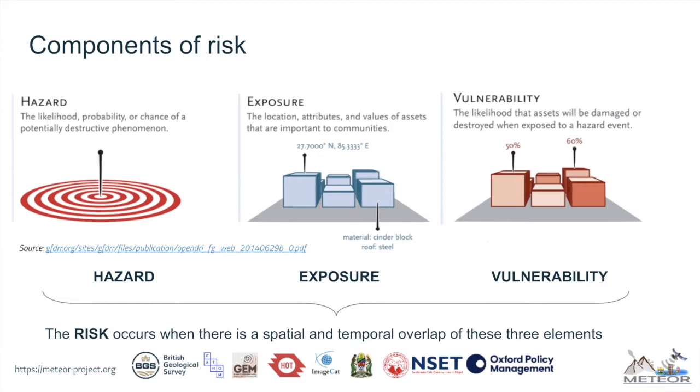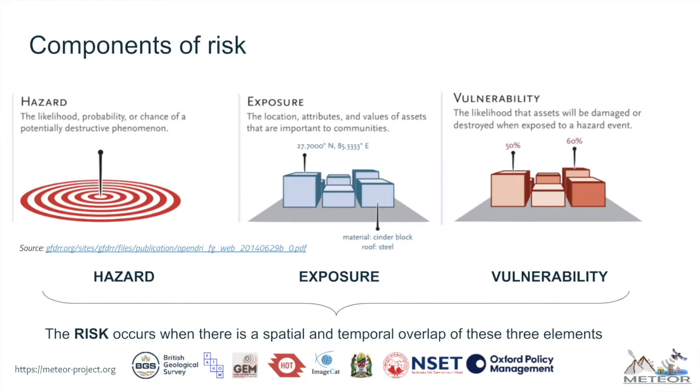The exposure component defines the location, value, and attributes of the assets of interest. For earthquakes, attributes that may be of interest include the construction material or year of construction. The vulnerability component relates the damageability of a given asset to a range of hazard values. This is often accomplished through fragility curves or vulnerability curves.